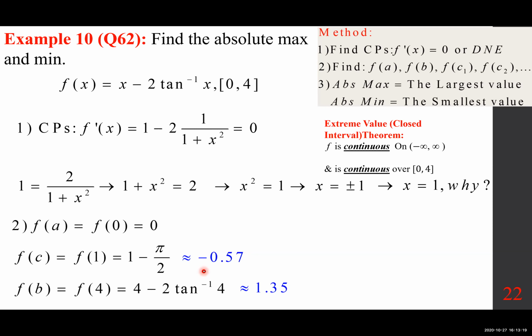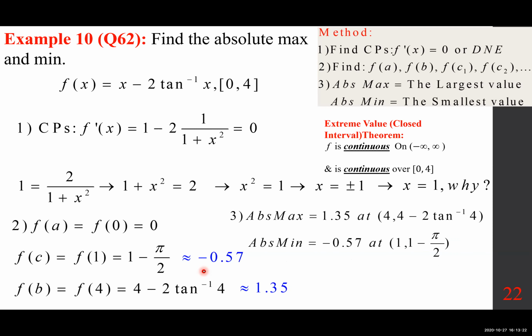And here's how we do the writing. Absolute max equals 1.35 at 4 comma, this is the precise answer class, or you can say 4 comma 1.35. Again, you could say 1.35 here, and over here you can say negative 0.57, roughly.